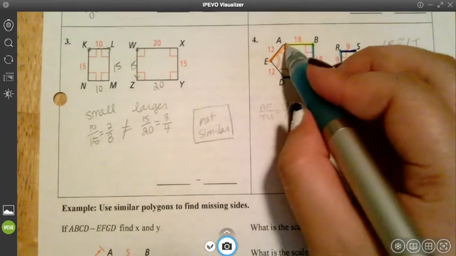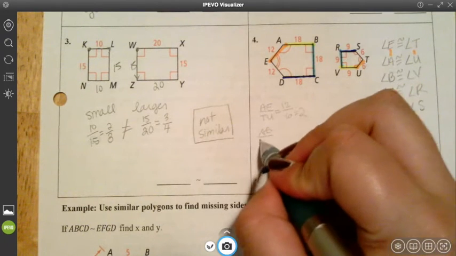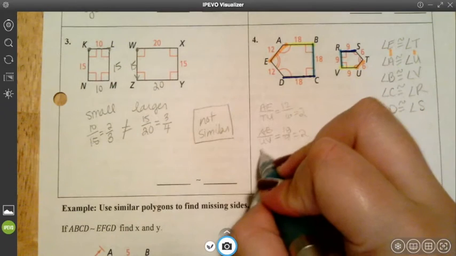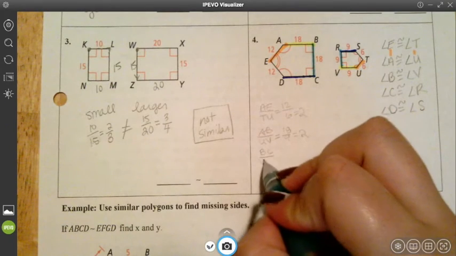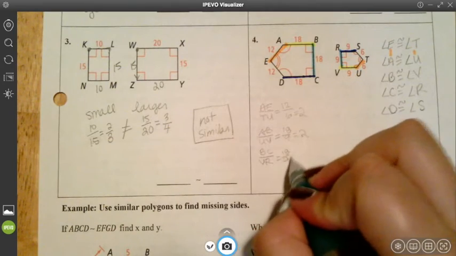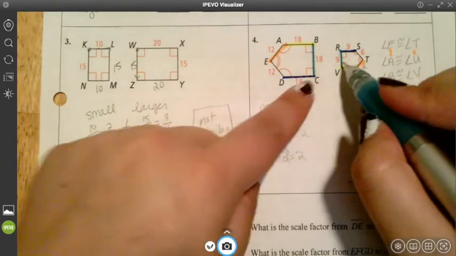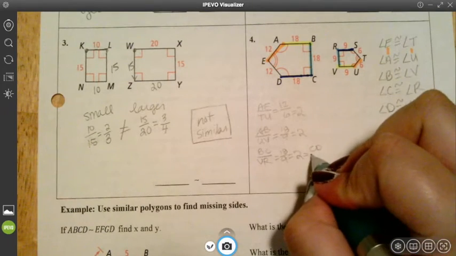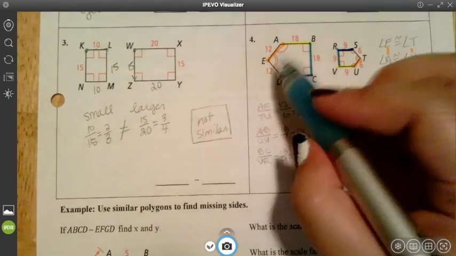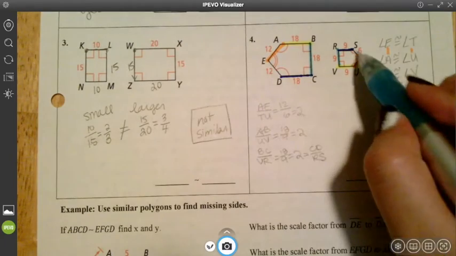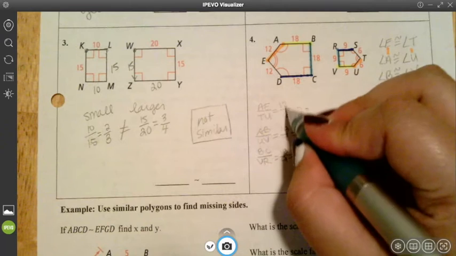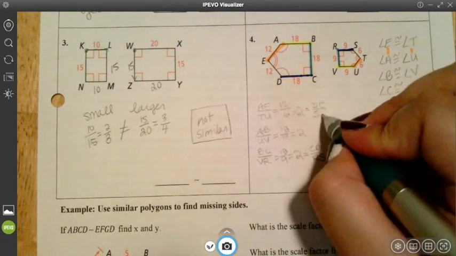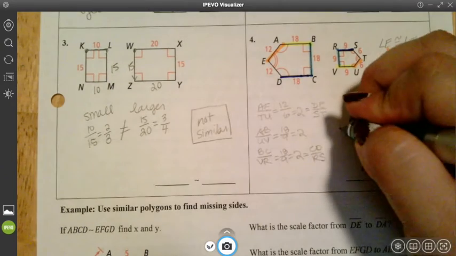The next sides I'll compare. I'll say AB to UV. That's 18 over 9 is 2. Then BC to VR. 18 over 9 is 2. If you notice, it's the same numbers repeating. This is also going to be the same ratio as CD to RS. And then my last side, which is DE to ST, that's the same values as our first calculation. And so we say this does work.